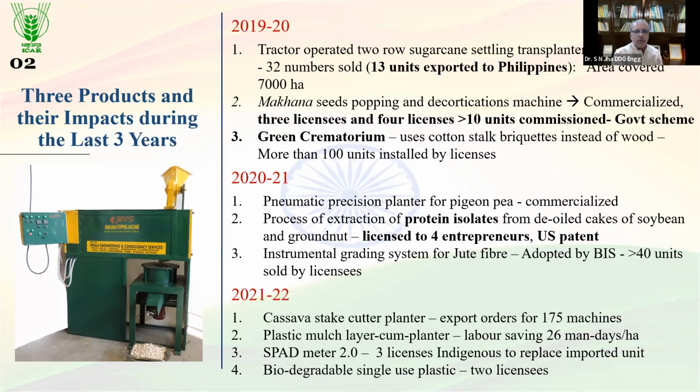In 2021-22, a cassava stake cutter planter export order of 175 machines was received by the licensee, and a plastic mulch layer cum planter. It saves around 26 man-days per hectare. It is also licensed and being done as SPAD meter 2.0, meaning the second version.